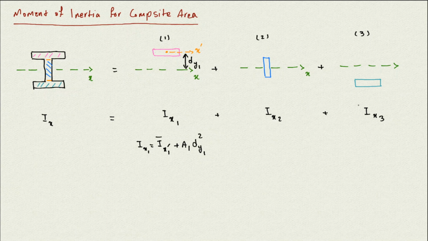The only exception is if there is a hole in this cross section. Instead of adding its moment of inertia, we subtract it from the others. So if there is a hole, we do the same thing, but we subtract it from the rest of the inertia in our calculation.